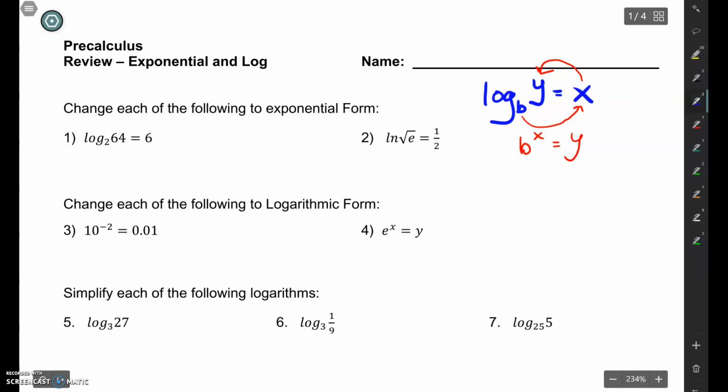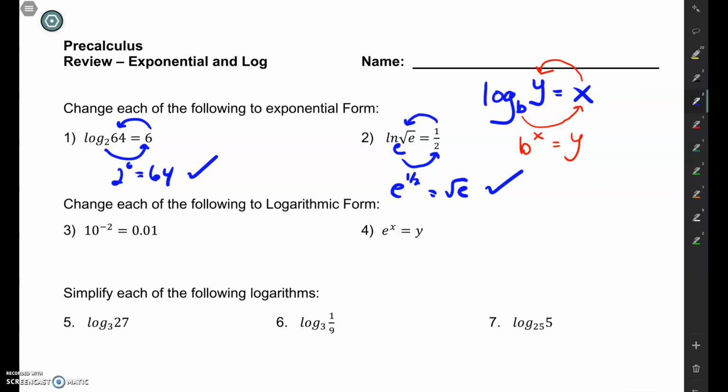What does that look like for number 1? 2 to the 6th equals 64. And that is true. But this one over here is a little more disguised, but it's the same way. Natural log has a base of e. So there's always the base of e there. So e to the 1/2 power equals the square root of e. And that's also true. That is true as well. Okay? So that's changing from logs to exponential form.